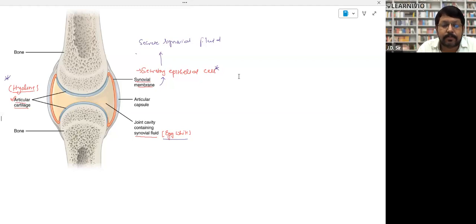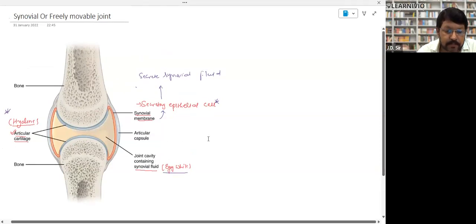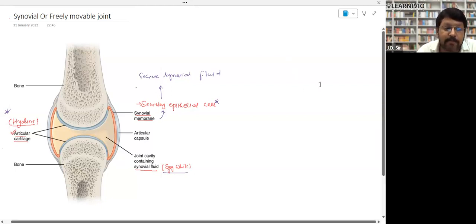Next point: synovial fluid is secreted by synovial membrane. The membrane is made up of secretory epithelium. That's it. Aisha, is it clear? Crystal clear? This is important.